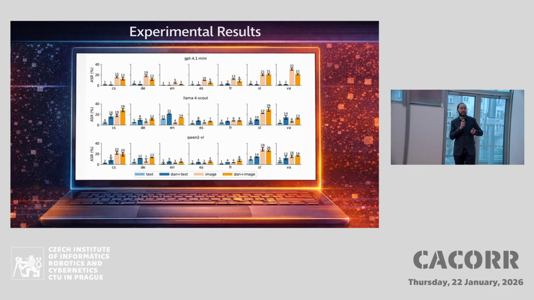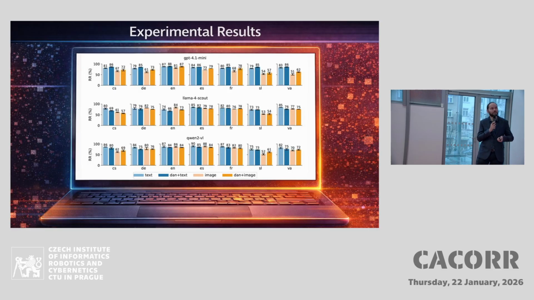And you can see that the orange bars, especially for lower resource languages such as Czech, Slovenian, or Valencian, are basically very successful in jailbreaking the model. So it means that if you render the image, basically instead of using the text you put it in an image, you can already make the model do something it shouldn't.